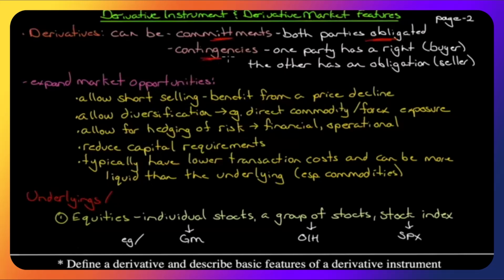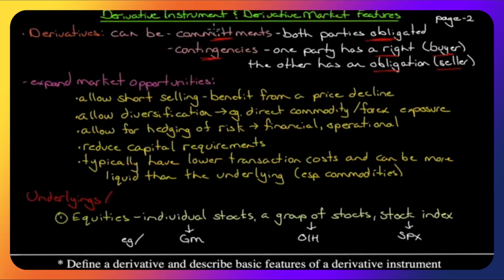Some derivatives are called contingencies or contingent claims, where I'm a party to a derivative, but I don't necessarily have to do something. I have the right to do something. So I'm buying a right. One person has the right, which will be the buyer. The other has the obligation, which will be the seller.